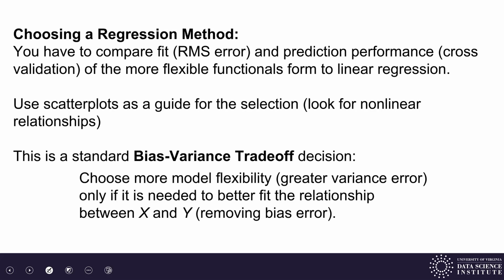We also need to think about this as a standard bias-variance trade-off. As you increase model flexibility and choose a more flexible model, that has greater variance error, so greater potential for variance error. The only time we want to do that is when the trade-off gives us a benefit by removing bias error, meaning a bias in our model that doesn't fit the data. The model assumes the relationship is linear, but the relationship is not linear. That's going to introduce bias error. We can get rid of that bias error by picking a relationship for our model that better fits the relationship that's in the data.